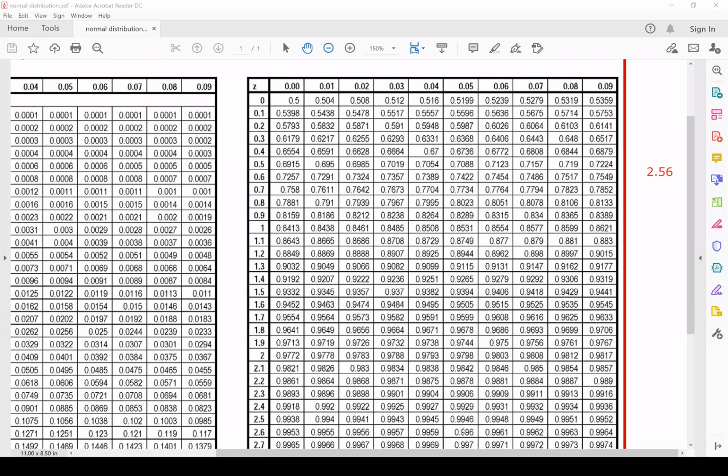And those are my column, 2.5. Then I go to the 6, which is the 100th position. So 2.56 is right here, and as you can see, my answer is 0.9948. So that is where 2.56 is. If they ask you for 2.59, it will be 0.9952. Okay, so that's the idea of this table.